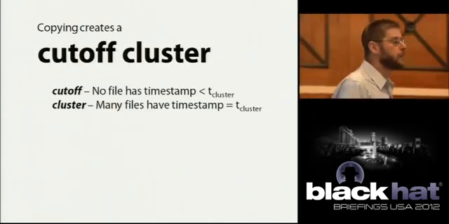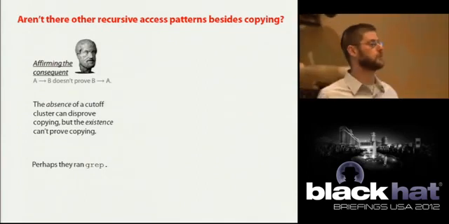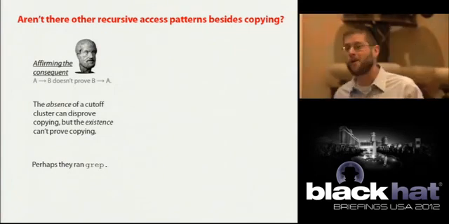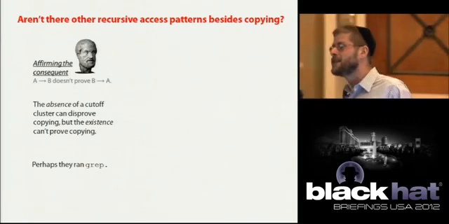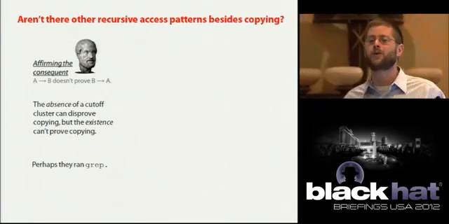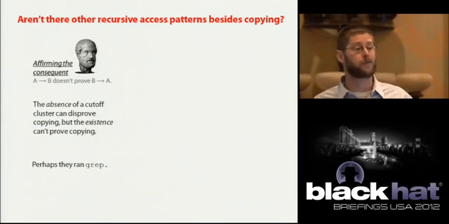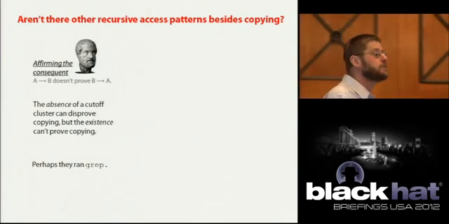Okay, now what about the second problem I raised? We've used this cutoff cluster in histograms to distinguish routine access from copying, but maybe there are other things which also cause cutoff clusters. You could say that I'm guilty of the Aristotelian fallacy called affirming the consequent. It's true that copying will create a cutoff cluster, but the converse isn't necessarily true. A cutoff cluster doesn't logically prove copying, right?